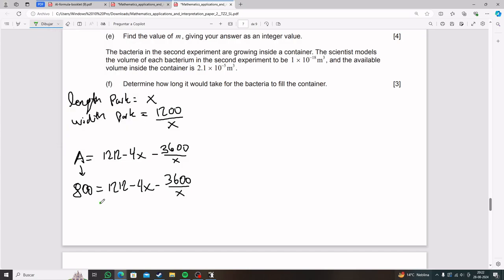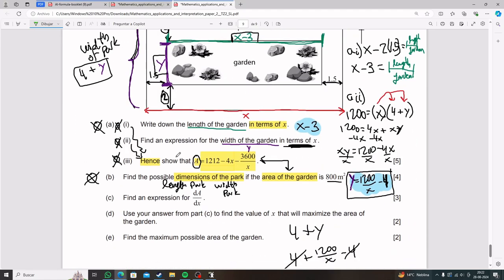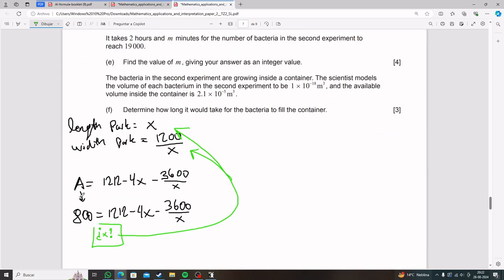So given the values of x you're about to discover, plug that value of x over to length and over to width and tell me how big it is. That's what it's asking for. It's telling you, find the possible dimensions of the park. So find the length, find the width, if the area of the garden is 800. I'm plugging in 800 right here. That means I can get a value for x, and whichever value of x you find, you plug it in for length and width, and that will be your answer.